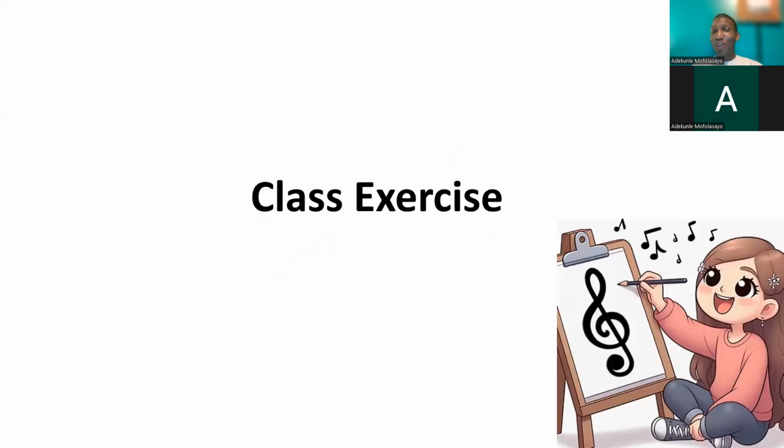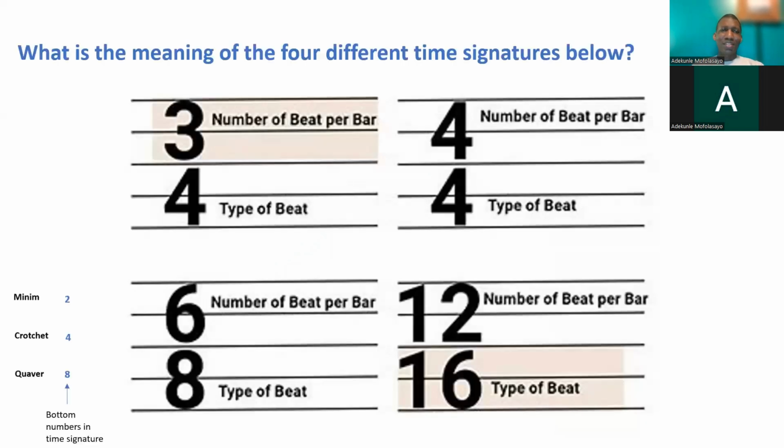All right, let's do some fun exercise here. What is the meaning of the 4 different time signatures that we have here? The top number means the number of beats in the bar, right? So we have 3 beats in this bar, but which type of beats is it? It's the beats that we represent by 4 here. So that is 3-4. That means 3 crotchet beats in the bar. 4-4 means each bar will have 4 crotchet beats.